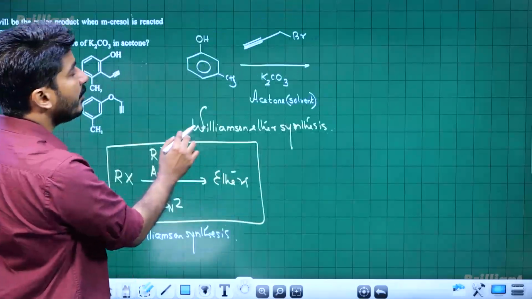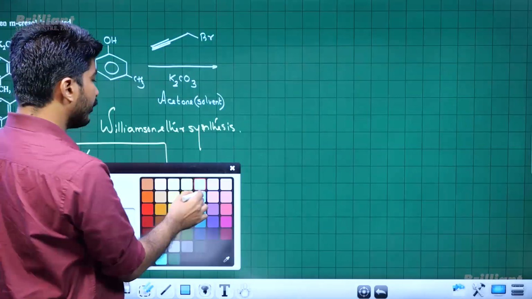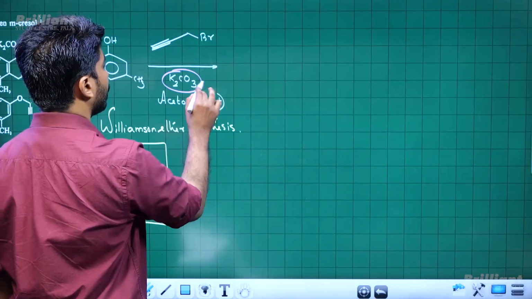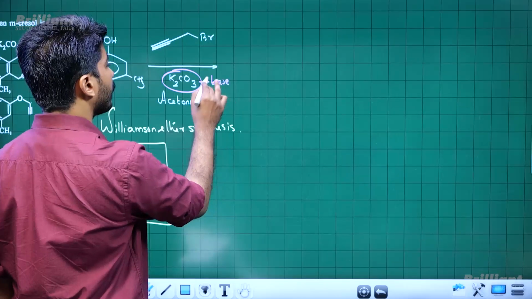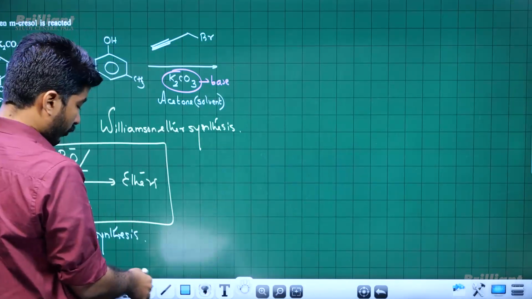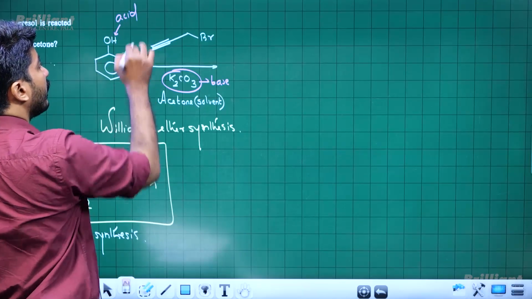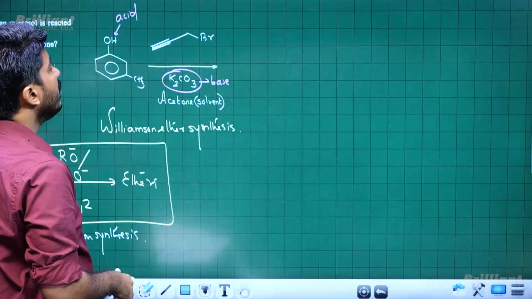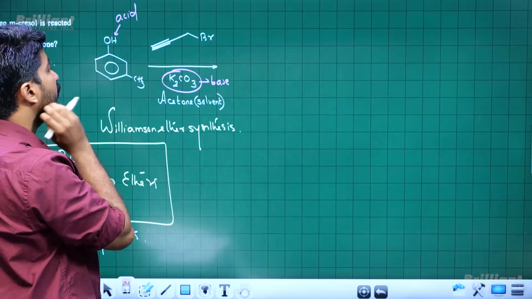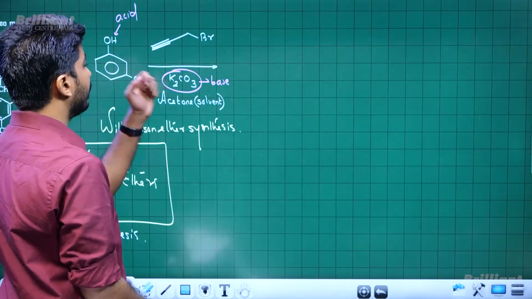Now, let's see what is happening here in the initial stage. You should know that K2CO3 is a base. And you know why we are using a base here: because phenol is acidic. So phenol is an acid. If we are using a base, first phenoxide forms, right?